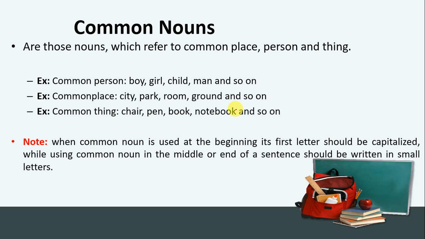And then we have common person: boy, girl, child, man, and so on. If you call every male a boy, it's possible, but you can't call every boy Ali, because Ali is a proper noun and boy is a common noun. Girl, for example, every girl is called girl, right? Every female is called girl, but we can't call them by the name, for example Sarah, Yasmin, or Fatima.